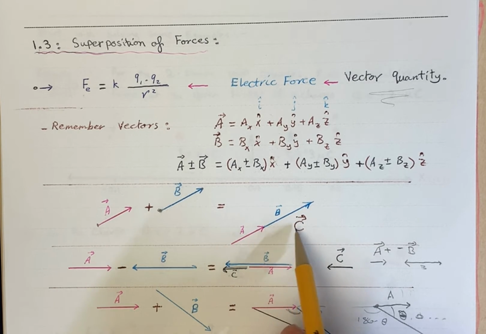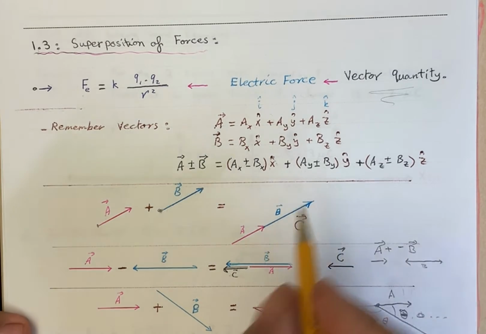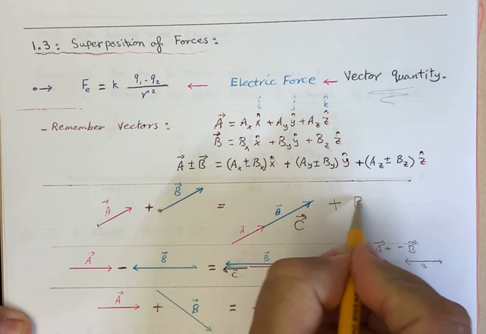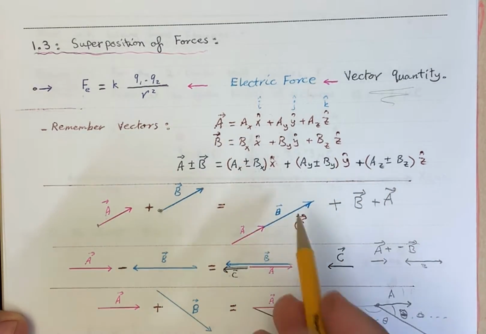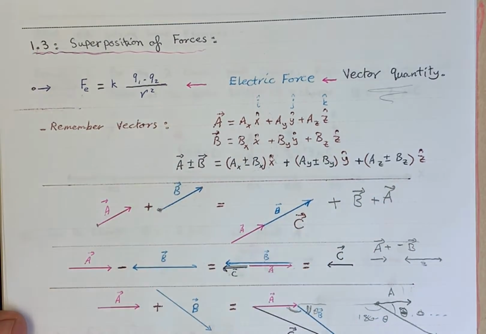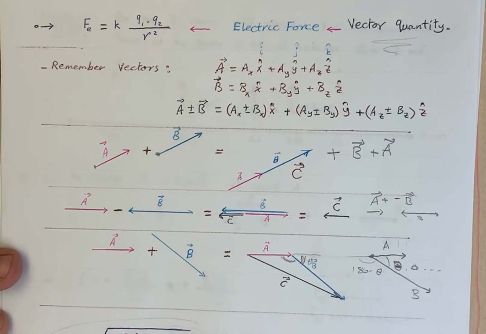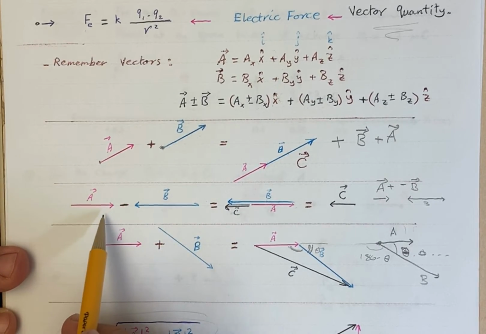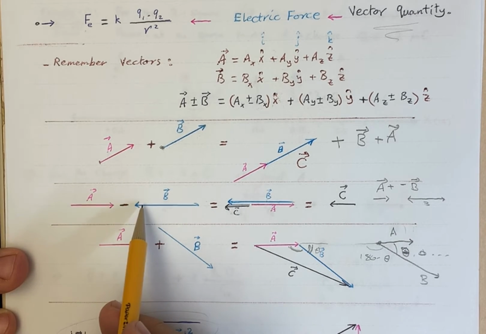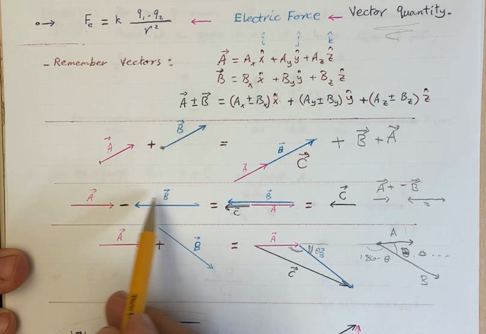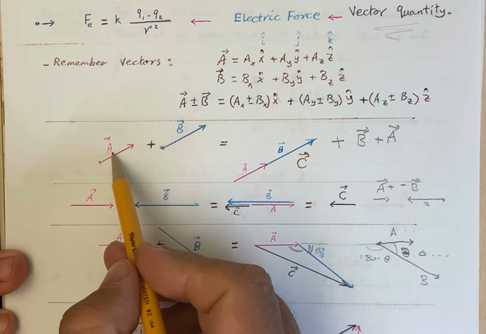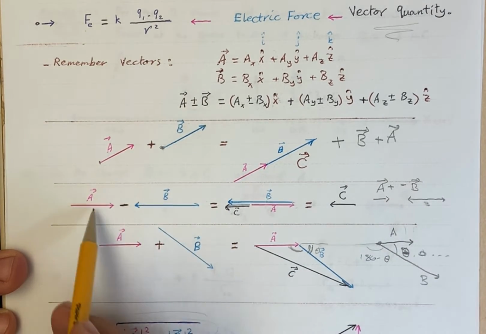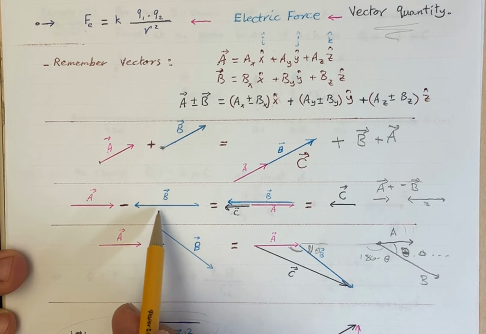Then the resultant vector is C, which is A plus B, which is equal to B plus A if we exchange between them. And also A minus B means A plus negative B. If we just flip B, this means we have negative B, so it will be A plus negative B, which is A minus B. It's the same thing.